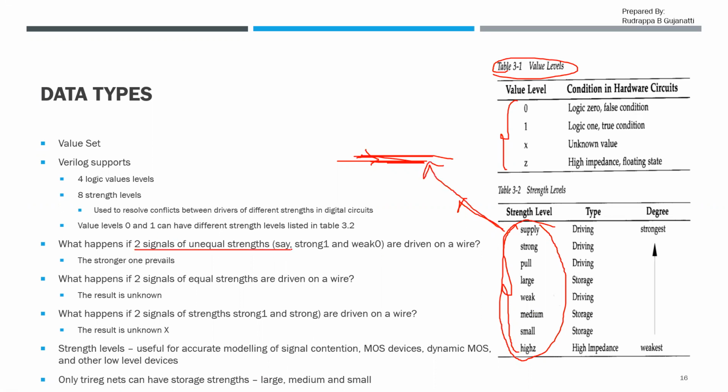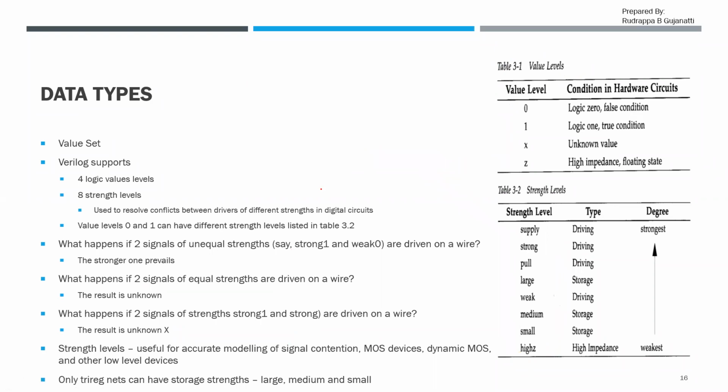Again, in that we have different conditions. What if the signals are of different strength? What if the signals are of equal strength? What if the signals are of strengths, say strong one and strong two? That is, they belong to the same category, but a slight difference is present. So what happens under those conditions? That is what we have in this case.